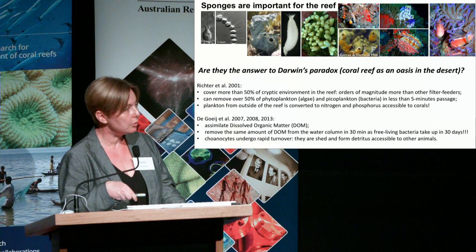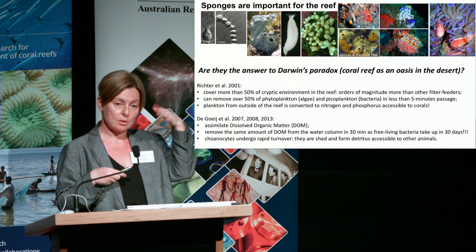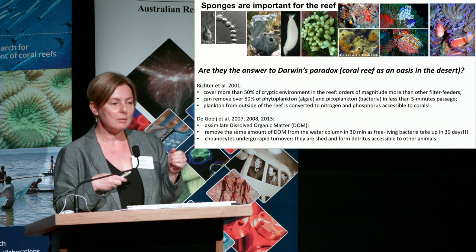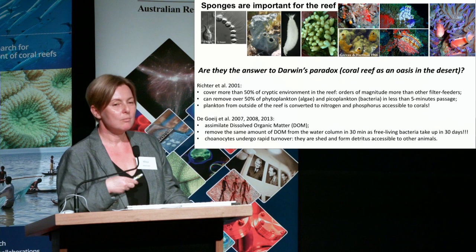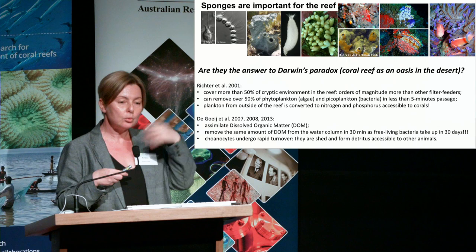So what is more is that once these elements are captured, they are then taken up by the choanocytes, those collar cells that are waving their flagella and so on, and sponges don't use this for growth. I mean, if they were using all of these things that they capture for growth, we would be overgrown by sponges and it would be beautiful, but perhaps slightly scary. Instead, what they are doing is they are shedding choanocytes. So those choanocytes are highly proliferative and they are then shed into the water column and falling as detritus.